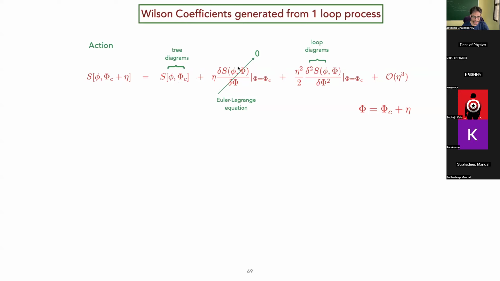Now, what about this one? This is identically 0 at phi equal to phi c, because of the Euler-Lagrange equation, which is how you calculate your phi c. So the next dominant contribution is from this one. Now this is a functional derivative, right? So how do I know that this is equivalent to a one-loop calculation?